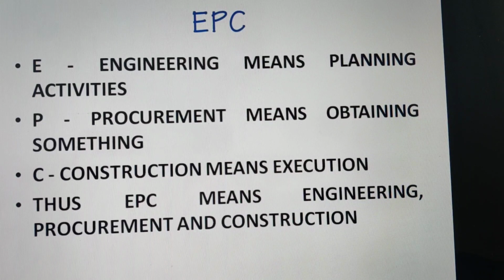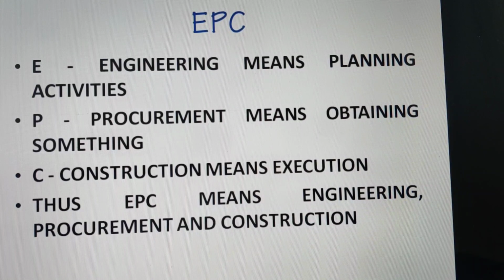Let us talk about EPC contract. E means engineering. Engineering means planning activities also. P means procurement, means obtaining something. It means materials and execution services. C means construction, that is execution. Thus, EPC means engineering, procurement and construction.